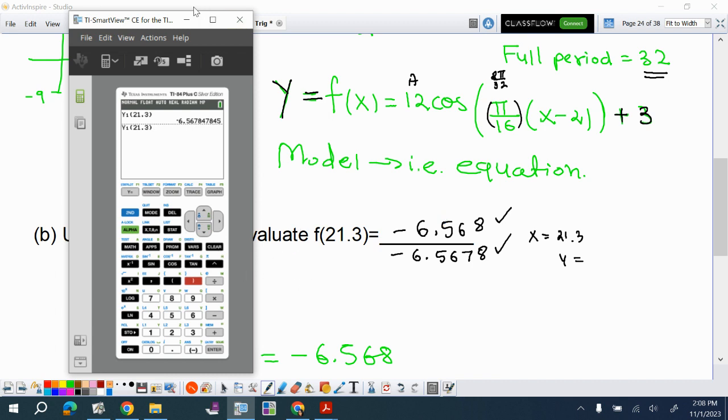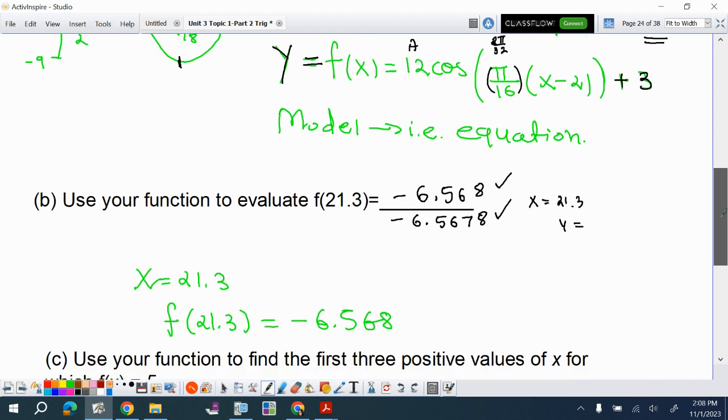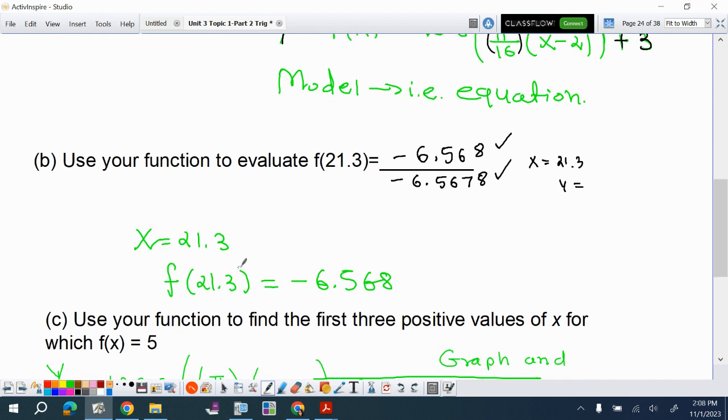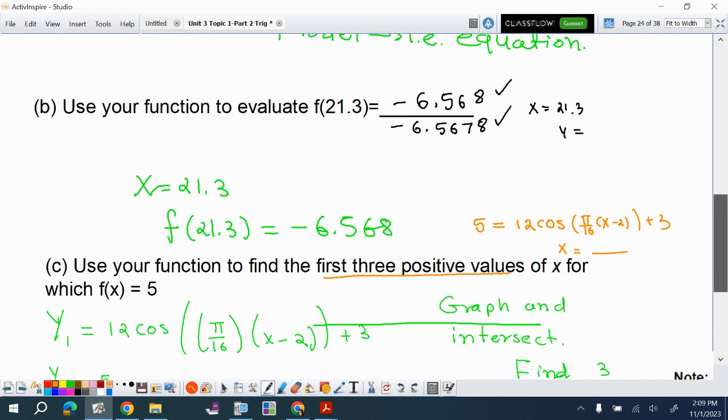Okay, so now let's take a look at the second part. The second part says use your calculator to find the first three positive values for x when f of x is 5. So what that means is 5 equals 12 cosine pi over 16 times x minus 2, plus 3, and you have to find the x value. We are not going to solve algebraically. We are going to do graph and intersect.